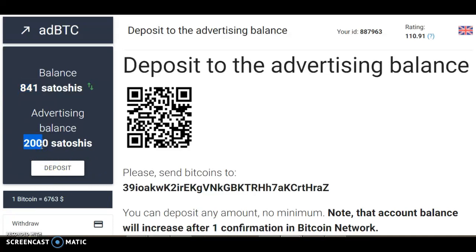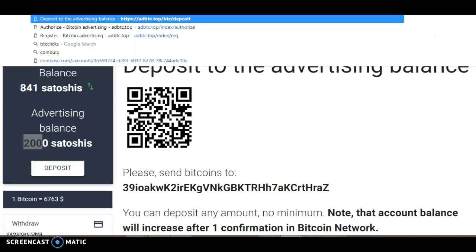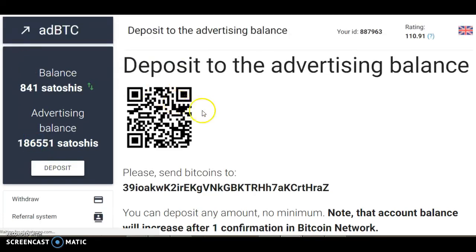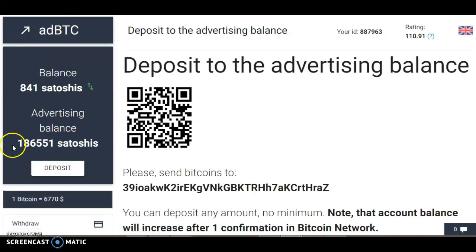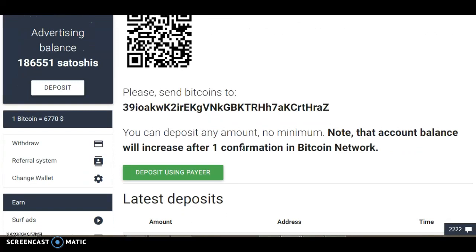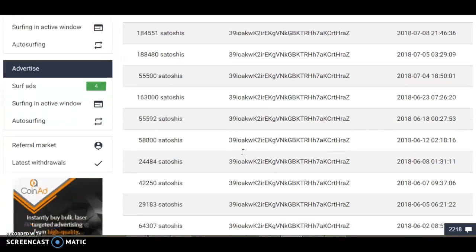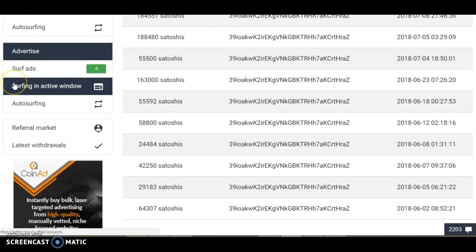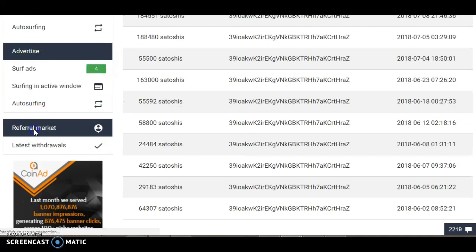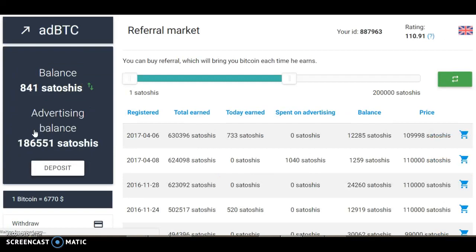So I just sent over about $12 from my Coinbase account. So let's see if it has arrived. Okay, so you can see I have 186,551 Satoshis. So my original goal was to have at least 20 referrals. I don't know if I'll be able to get all 20, but I want to show you how I purchase these referrals. So I'm going to go over here to the referral market.